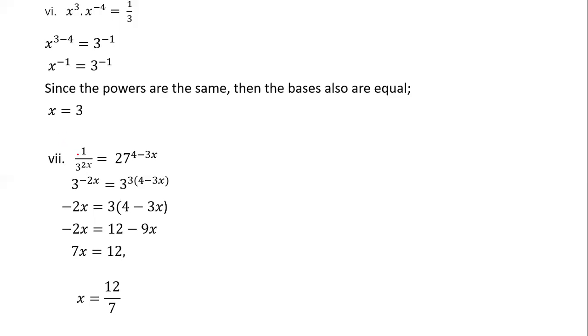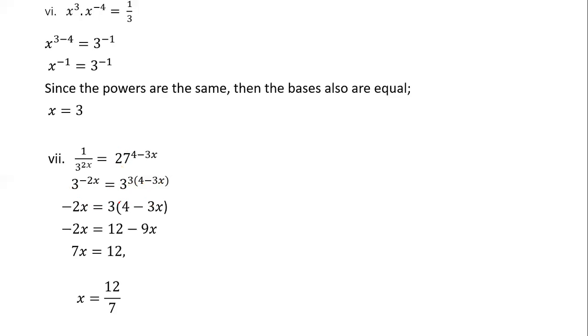The next one, I've solved a lot of things with you, so you should be able to catch up. 1 over 3 raised to the power 2x. So we have to push 3 power 2x up to become 3 power negative 2x equals 27 power 4 minus 3x. Let's express this 27 as 3 power 3, so I get the same bases. So we can now multiply the powers here to get this one.